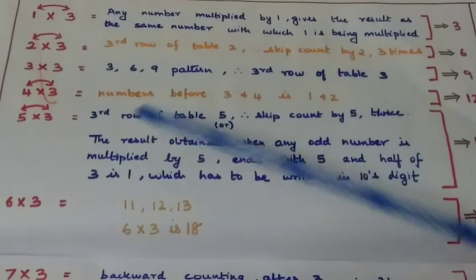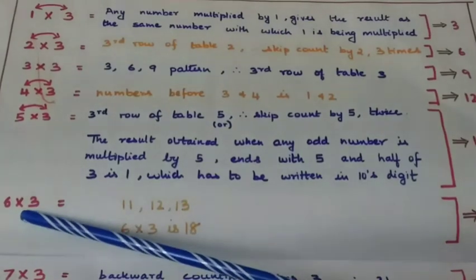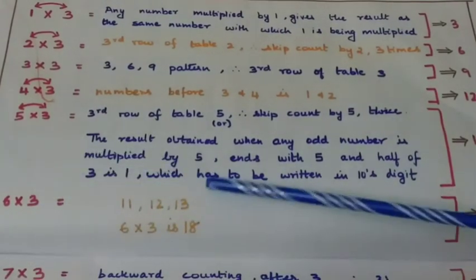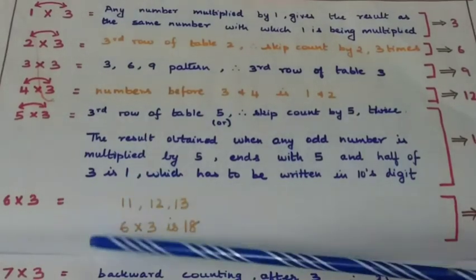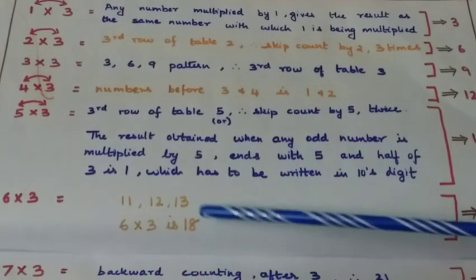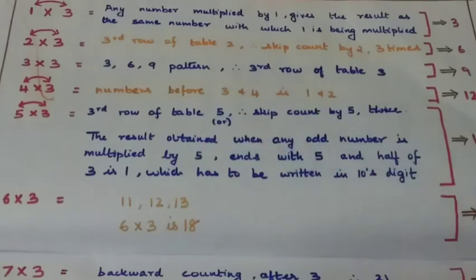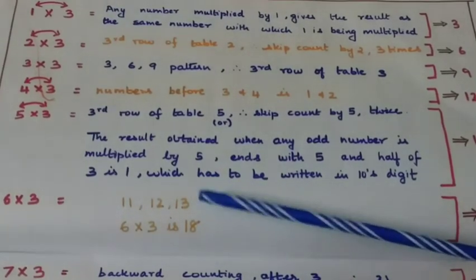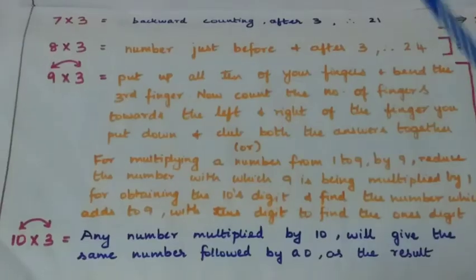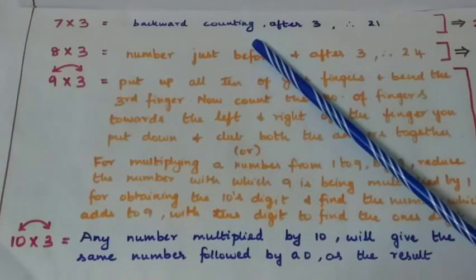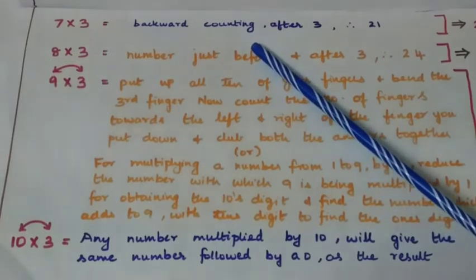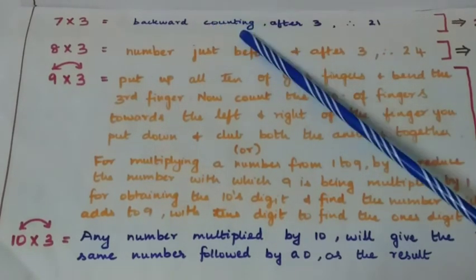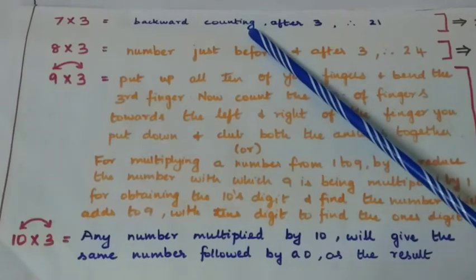Now let's take the sixth row where 6 is being multiplied by 3. By introducing this simple rhyming sentence, you can make the kid memorize what is 6 into 3. 11, 12, 13, 6 3s are 18. If you just make your kids repeat this 4 or 5 times, they will never forget what 6 into 3 is, which is nothing but 18. Now if you look at the 7th row, when you see 3 multiplied by 7, the first thing that needs to strike your mind is the backward counting.